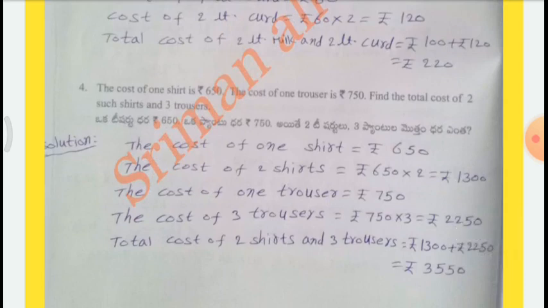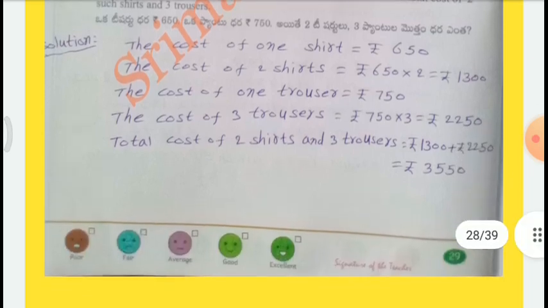Cost of 1 shirt is 650. Cost of 1 trouser is 750. Find the total cost of 2 such shirts and 3 trousers. Solution: cost of 1 shirt is 650 rupees. Cost of 2 shirts is 650 into 2, 1300. Cost of 1 trouser is 750. Cost of 3 trousers is 750 into 3, 2250. Total cost of 2 shirts and 3 trousers: 1300 plus 2250, total 3550 rupees.